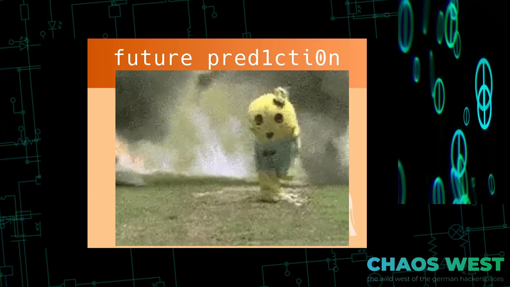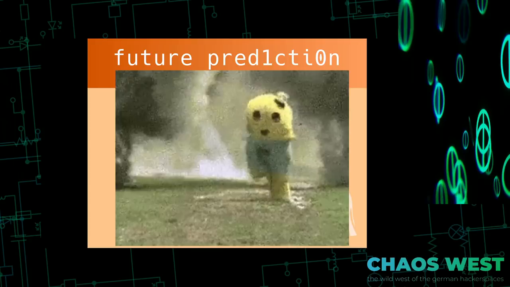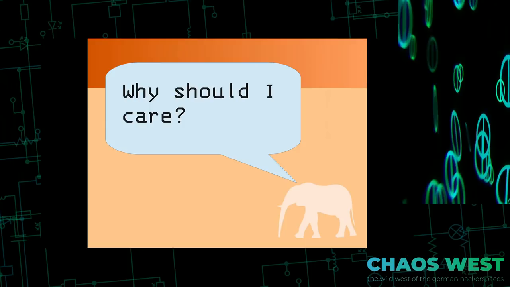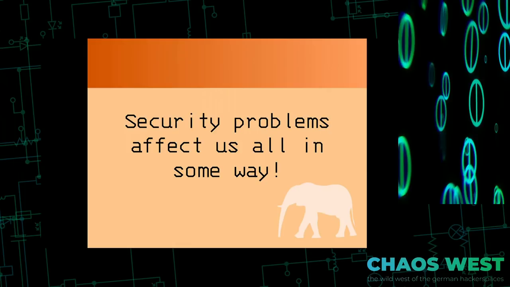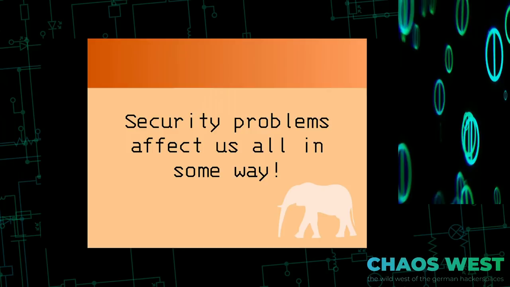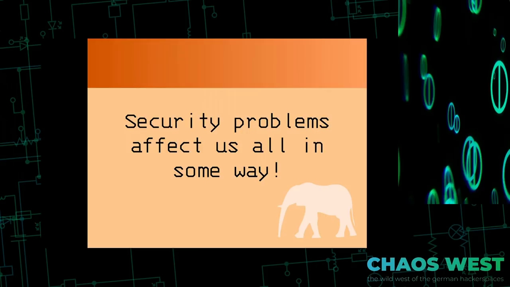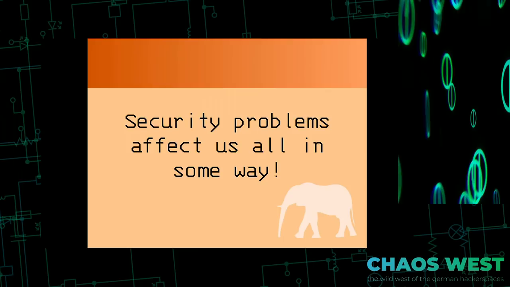And one question I also asked myself is, why should I care about all the stuff I just told you here? And my answer is, we should care because security problems affect us all in some way. It affects myself for the software I use that has bugs in it. It affects my grandmother if she uses some buggy router for the internet. It affects my neighbor who has some IP security cameras. It affects everyone because everyone uses hardware and software with bugs in it.